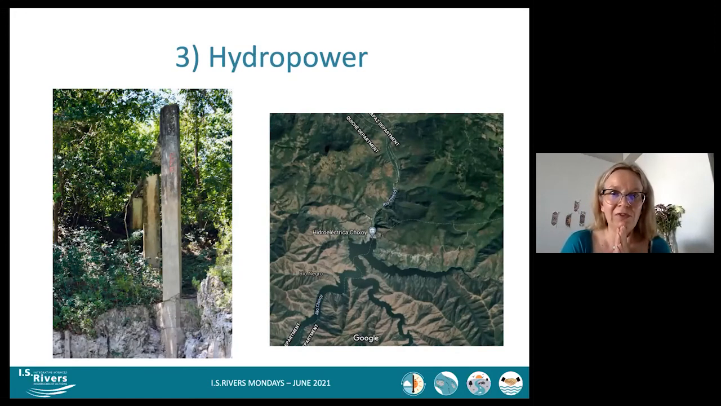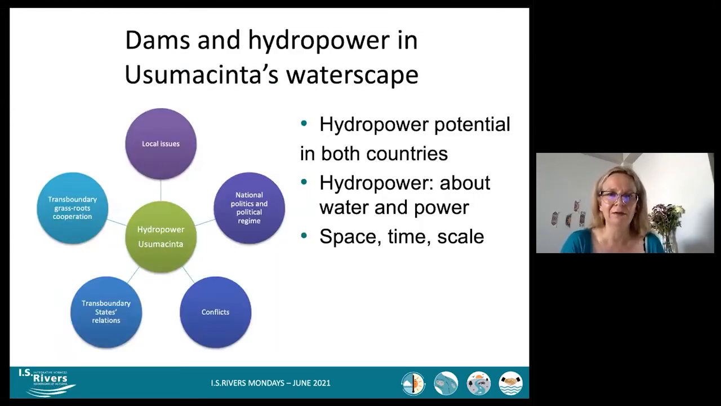The third point that I wanted to address is hydropower and dams, which is a very important element. On the photo on the left, you can see the ruins of the base of a dam that was to be built in Mexico, and on the right, the biggest dam in Guatemala in this part of the river basin.